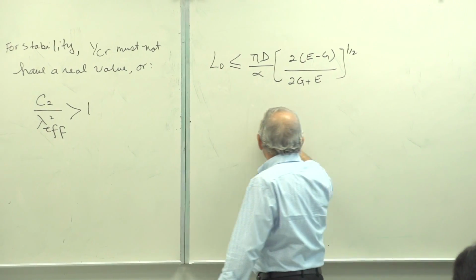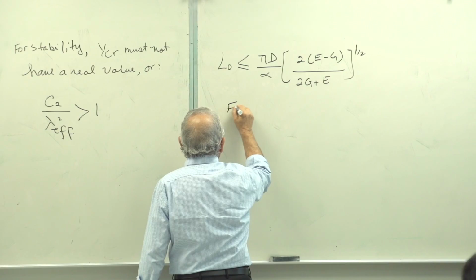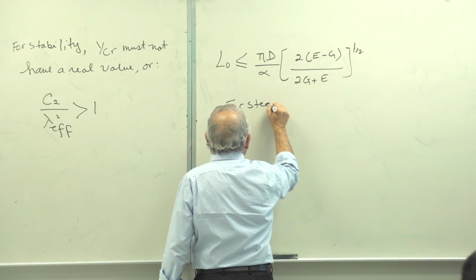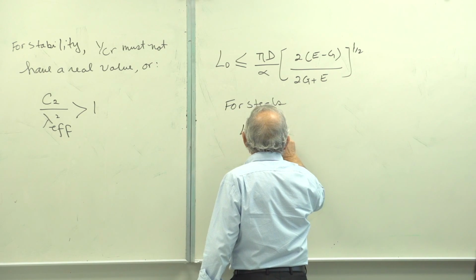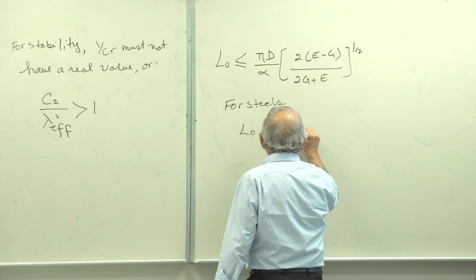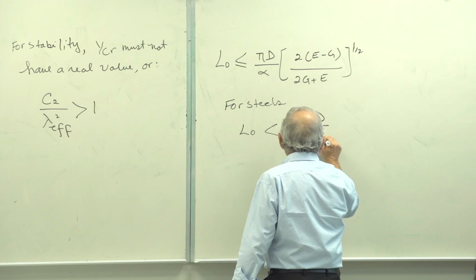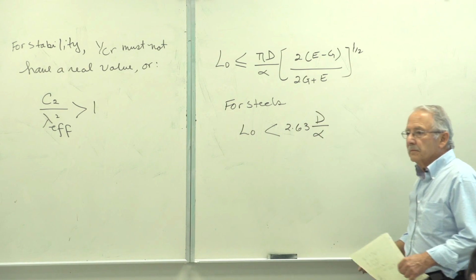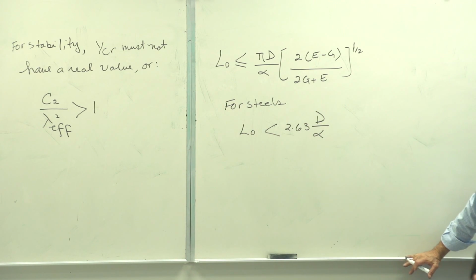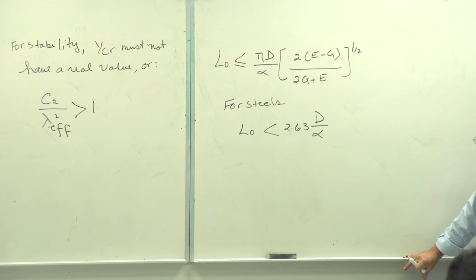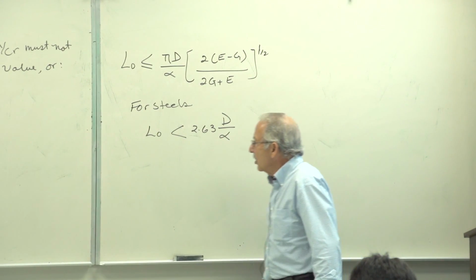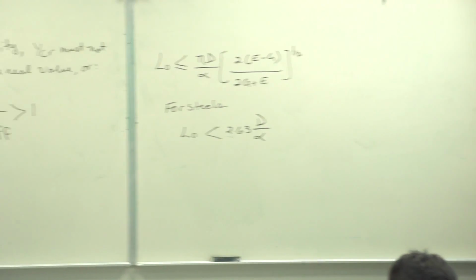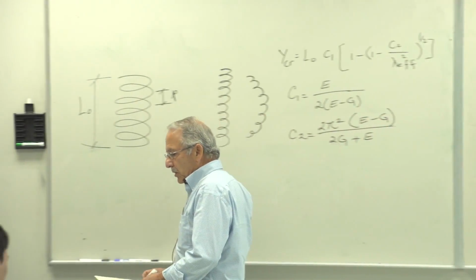For steels, in other words, if we substitute steel properties here, L0 must be less than 2.63 D over alpha. If that's the case, then there will be no buckling for steels. For other materials, you put in the E and G and you come up with your own equation. Any questions?